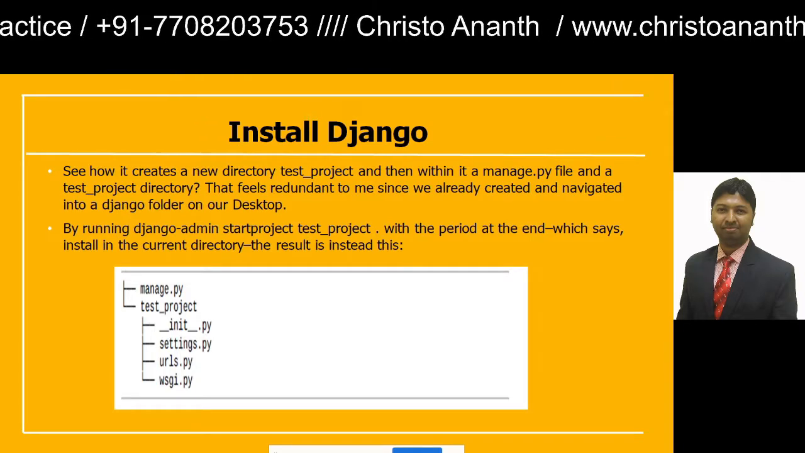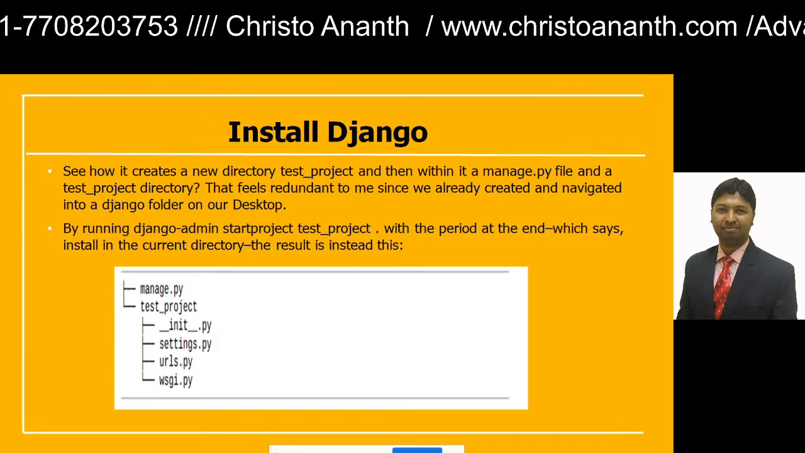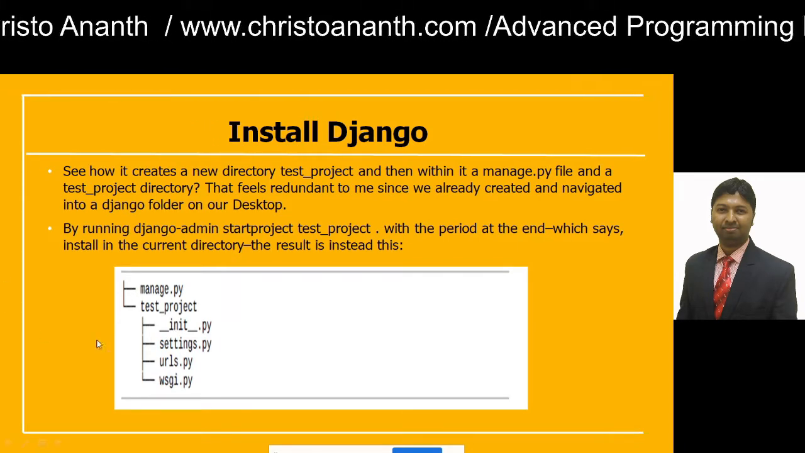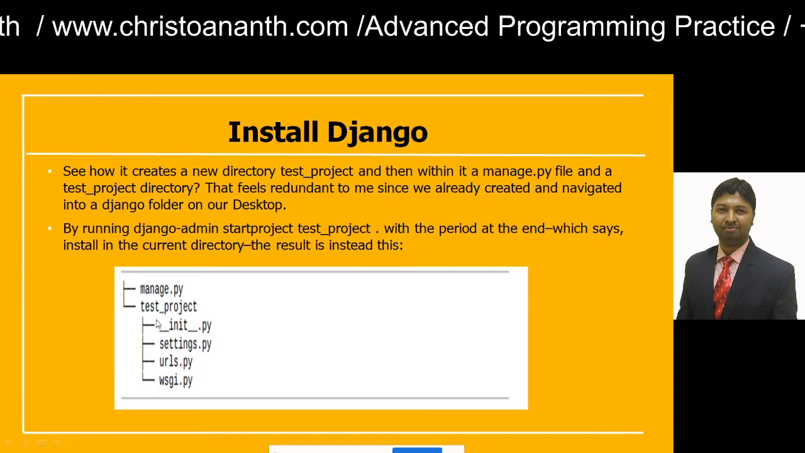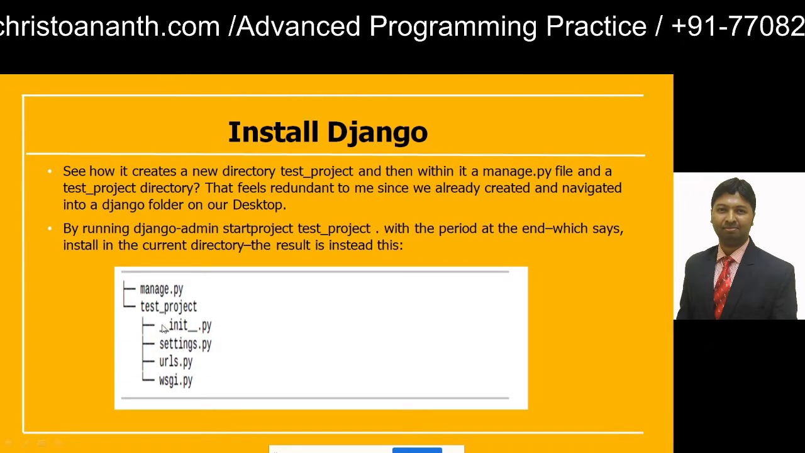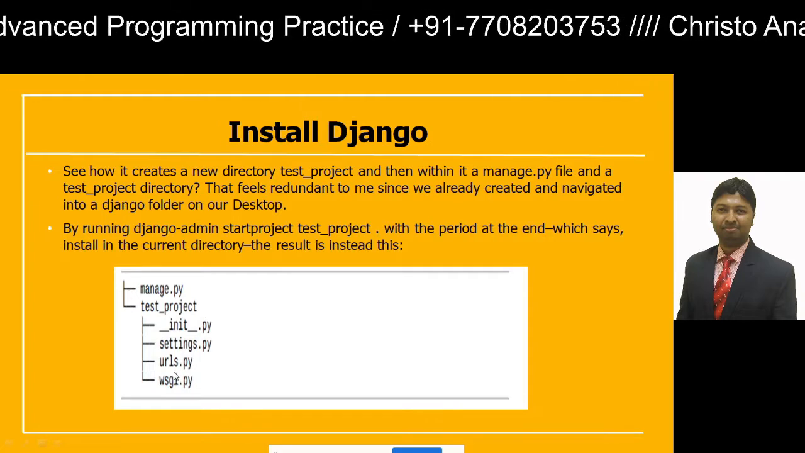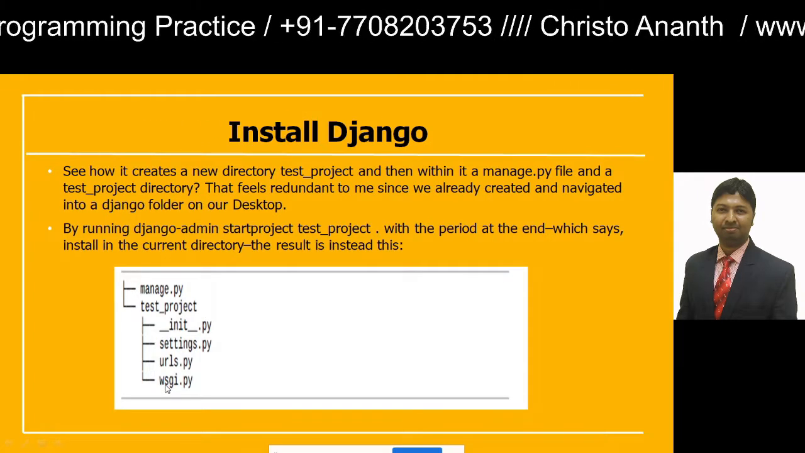Okay. So by running django-admin startproject test_project, we will have manage.py and test_project. Within that test_project, instead of repeating, you will have the __init__.py file, settings.py file, urls.py file, and wsgi.py.